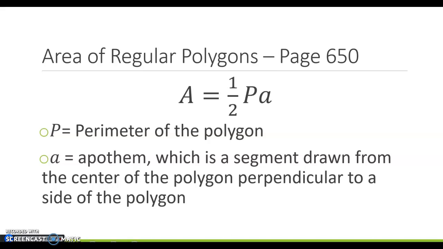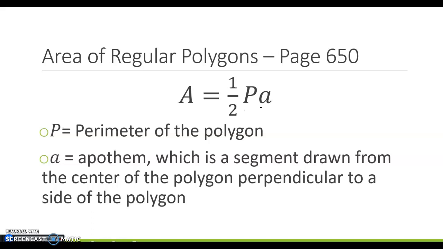So for any regular polygon, the area can be calculated using 1/2 p times a, which we'll talk about those variables. P is representing the perimeter of the entire regular polygon, where A is representing something called the apothem. And the apothem is a segment that is drawn from the center of the regular polygon perpendicular to the side of the polygon. And you can look at a figure in your book to see what that looks like.